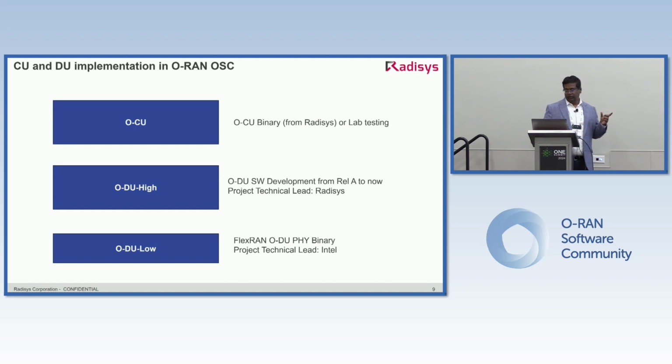And this team, the ODU High team, has been around for 5 years. So we have improved this code over a period of time. And currently we have a set of features which I will quickly cover. And the ODU Low can be any ORAN compliant ODU Low implementation. Currently we are in an integration effort. So right now we have in the ORAN open source community the Fluxran 5 based ODU binary, and the project lead is from Intel. And the ODU High project lead is, of course, Radisys.